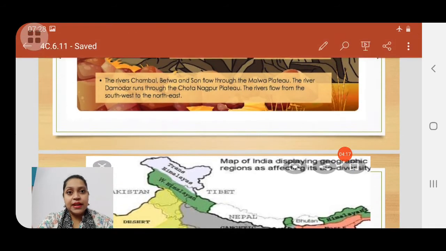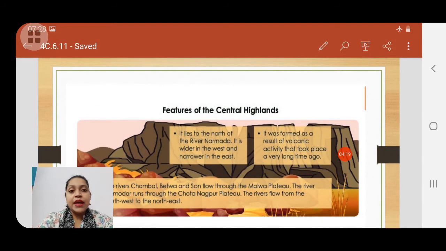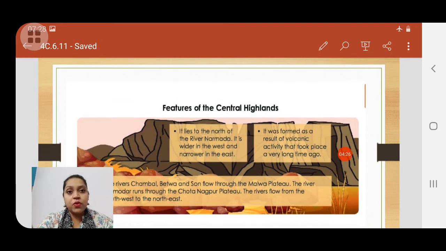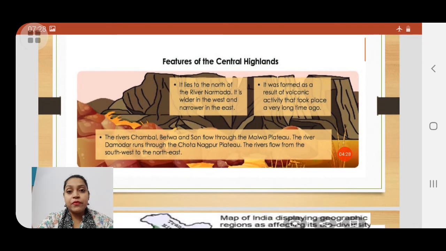Then next, children, it was formed as a result of volcanic activity that took place a very long time ago. Now how was the Central Highlands formed? How did it convert from a plain region into a highland? It was the result of volcanic activity.